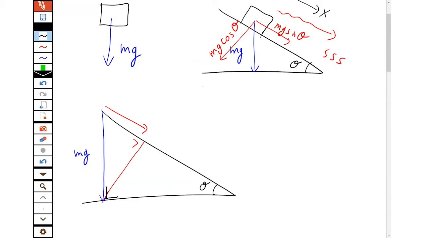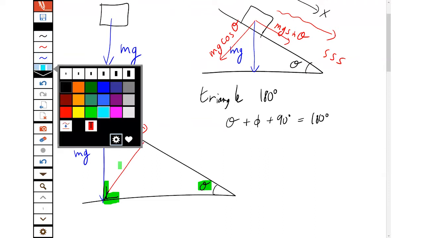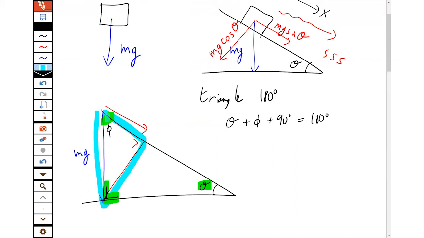Now, we know in any triangle there's 180 degrees. So this 90 degrees, this, and this other angle, let's call it phi, must equal 180 degrees. But, change color to show it, this is also a triangle. So this, and this angle must also be 90 degrees, add up to 180 degrees. And so this must be the same angle.